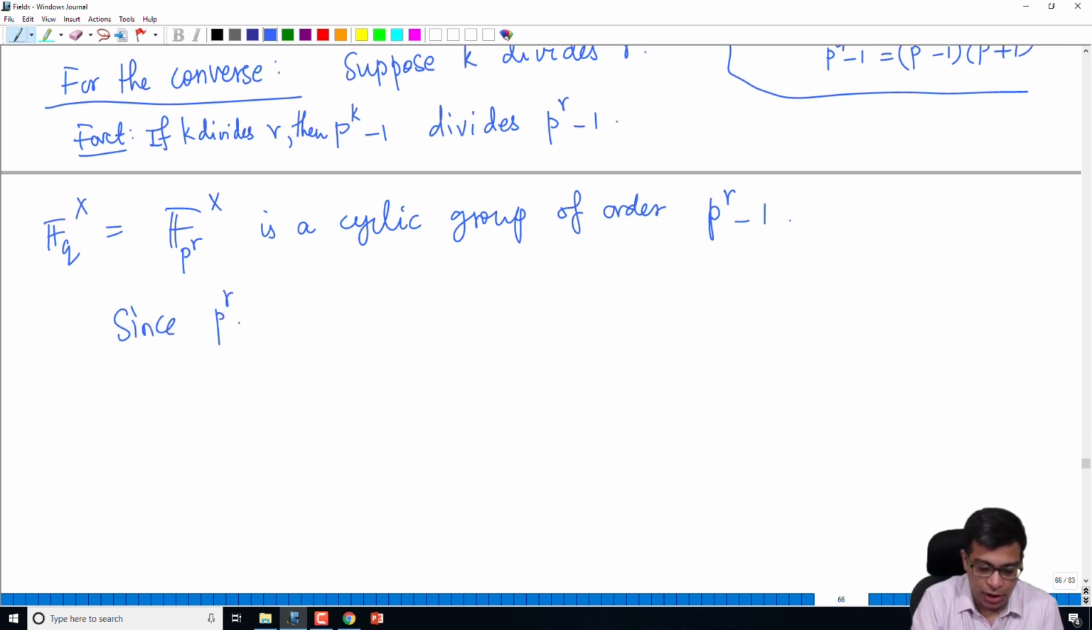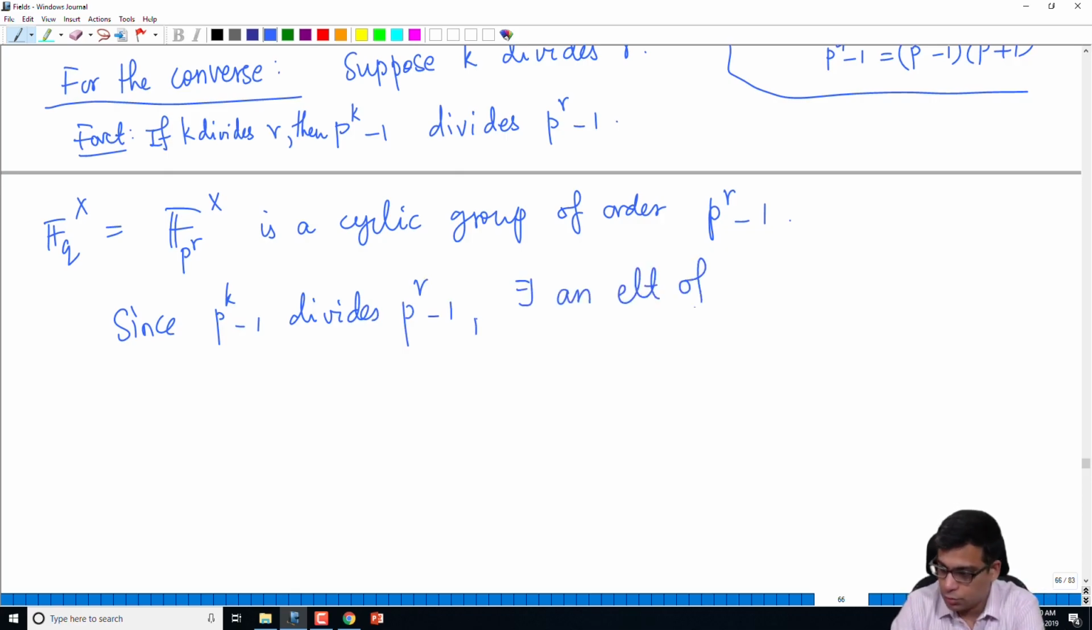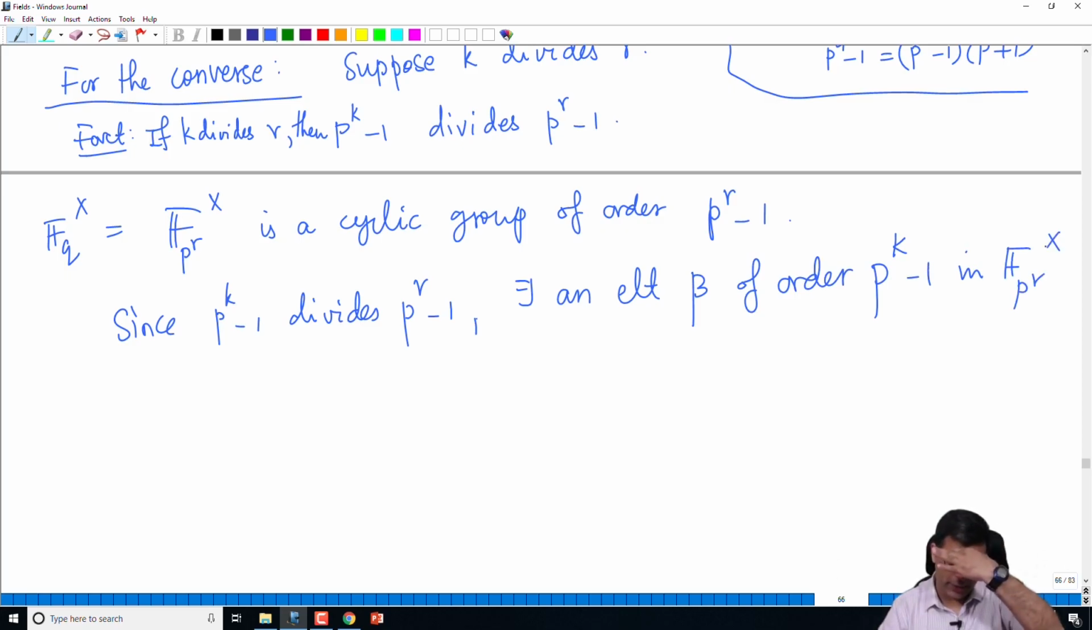Since p power k minus 1 divides p power r minus 1, there exists an element, let's call it beta, of order p power k minus 1 in F p power r cross. So this is a group theory statement. If you have a cyclic group of order 100, for any number dividing 100, there is an element of that order, right? So this is a statement about cyclic groups. P power k minus 1 divides p power r minus 1, so there exists an element beta of order p power k minus 1.